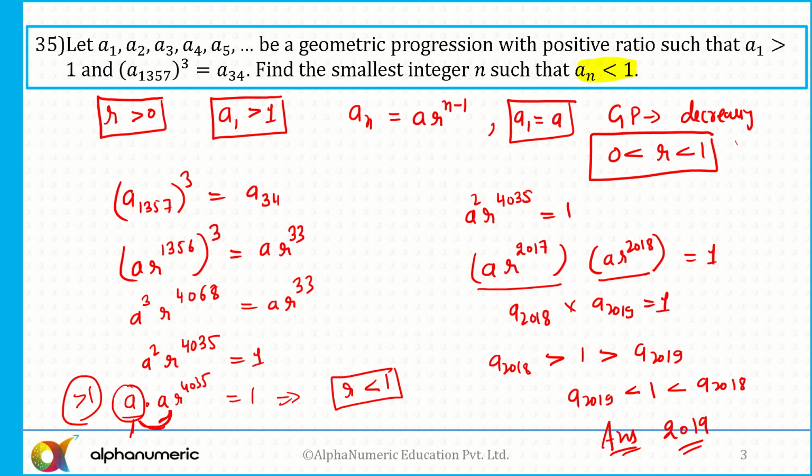So I can say A2017, A2016, A2015, or in fact the values of A1, A2, A3 and so on till A2018, all of them will be greater than 1. And then for the first time A2019 comes out to be less than 1, and after that all the terms will be less than 1. But I need to find out the smallest. So smallest is 2019, and that's the correct answer. I hope that it is clear to all of you. Thank you.